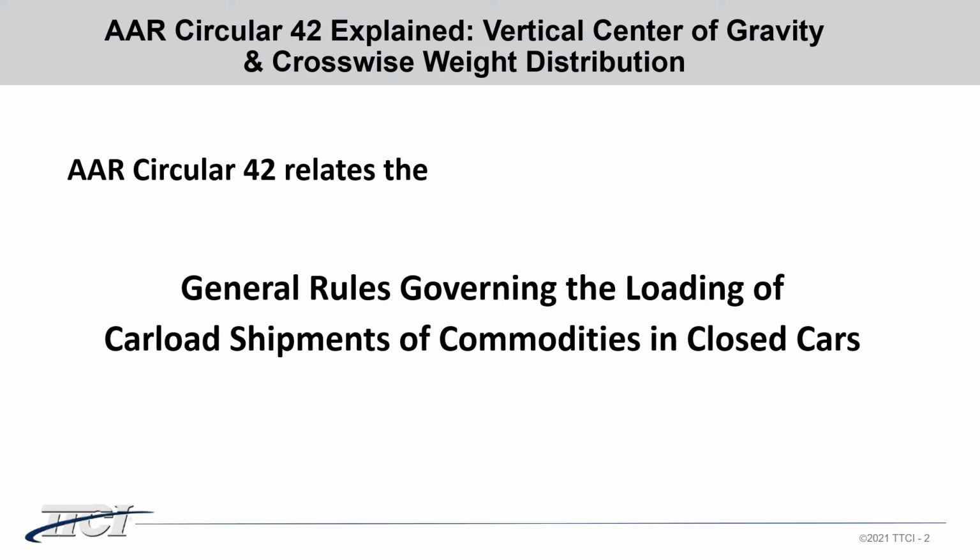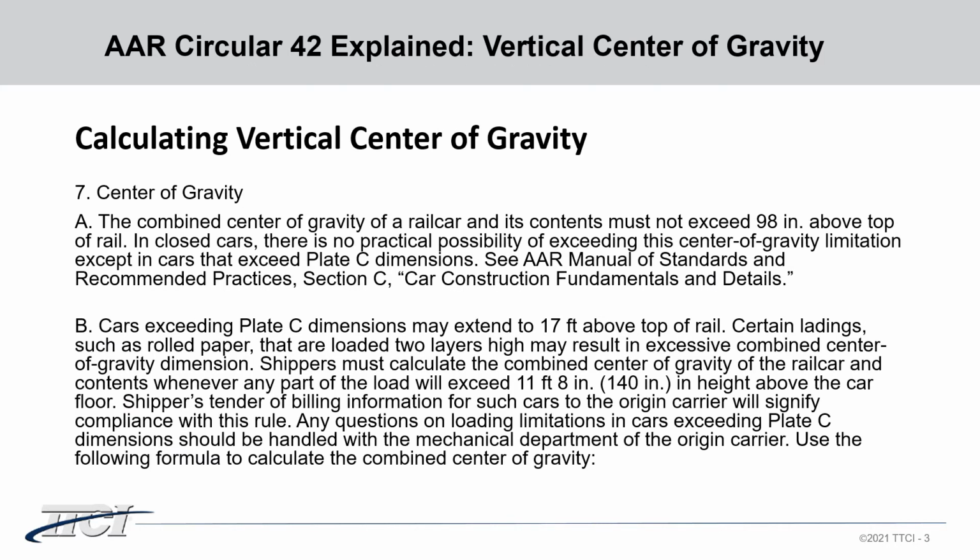In this presentation, we'll address two of the most basic rules for boxcar shipping: vertical center of gravity and crosswise weight distribution. Mandatory rules for boxcar shipping are found in AAR's Circular 42, General Rules Governing the Loading of Carload Shipments of Commodities in Closed Cars. We'll start with Rule 7.